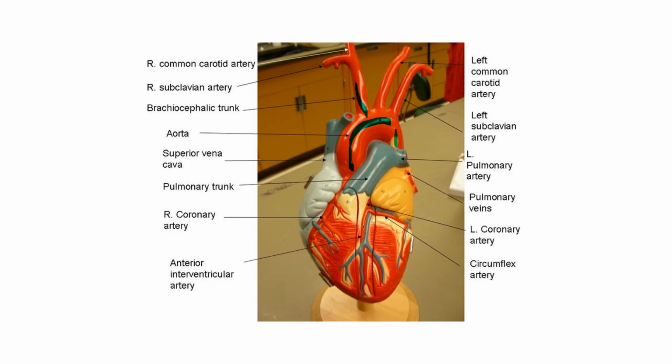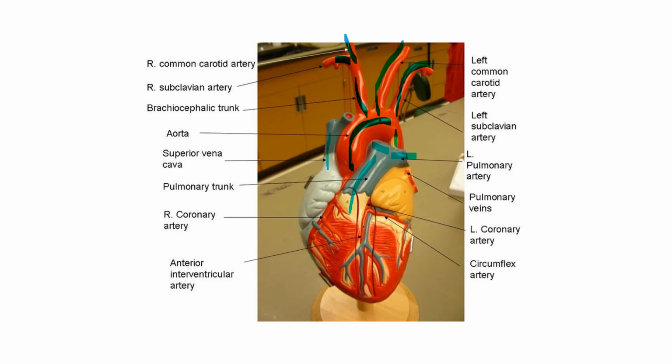We see the brachiocephalic trunk, which branches into the right common carotid and right subclavian artery. We see the left common carotid and left subclavian artery. Here, coming off the right ventricle, is the pulmonary trunk, which bifurcates into the left and right pulmonary arteries. They are blue, so don't let that confuse you. They are bringing blood away from the heart, but it is oxygen poor.